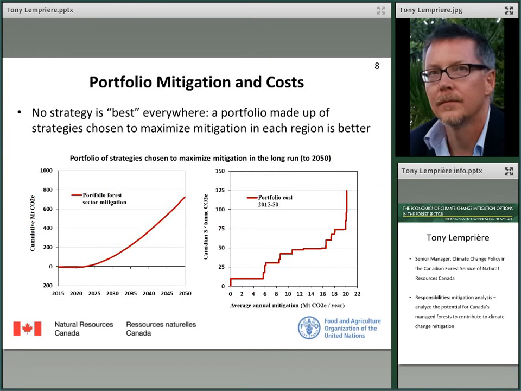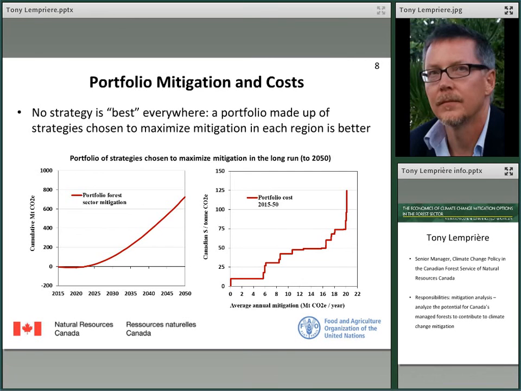Now, not surprisingly, we found that no strategy is the best strategy in every region. In fact, it makes more sense to choose a portfolio of strategies that uses in each region the strategy that maximizes mitigation in that region. The figure on the left shows such a portfolio for forest sector mitigation. It achieves about 150 megatons more in total mitigation than the single best strategy shown on slide 6. The figure on the right shows the cost curve for that portfolio.